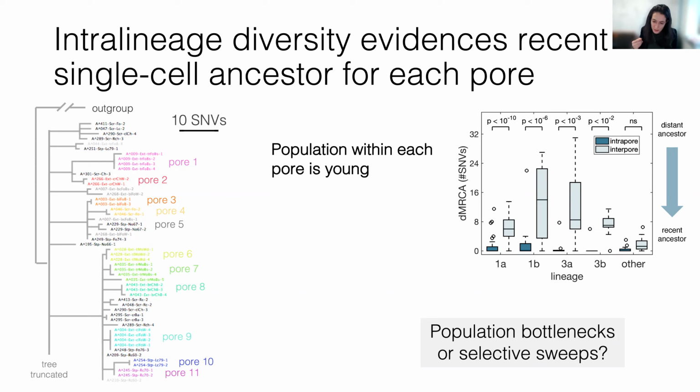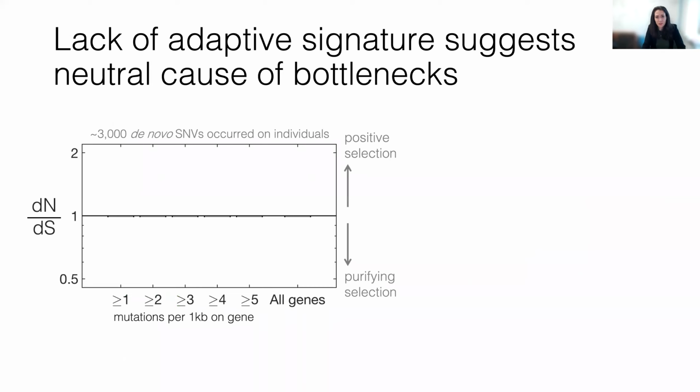So we can ask, is this because of population bottlenecks or selective sweeps? We really don't think it's selective sweeps, because if it was, we would see strong signatures of adaptation. There would be adaptive events within each pore selecting for its own unique genotype, and if that happened, most of the mutations, or a lot of them, should be adaptive. We don't see any signature of adaptive evolution. Genome-wide, everything looks purifying. And if we segregate genes by how many times they're mutated, we again just see purifying selection. You have to trust me, I've looked every possible way for adaptation I could, and we cannot find it.